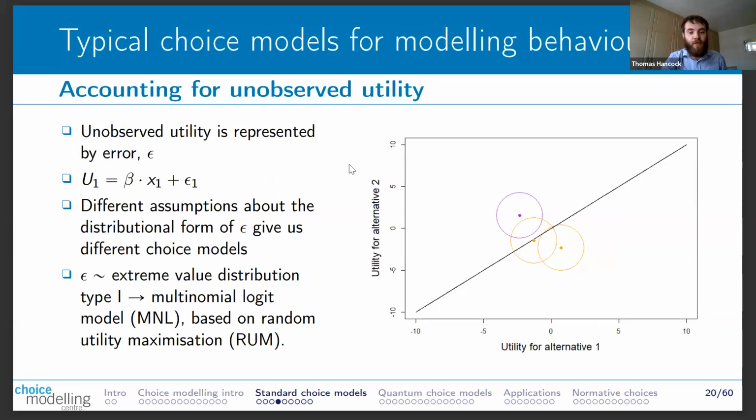So the unobserved utility is represented by this error, and different assumptions about how we define this error will give us different choice models. So for example, the most standard choice model is based on the extreme value distribution type 1 errors, which gives us what we call the multinomial logit model based on random utility maximization. And this is a model that's been used for about 50 years and is still the main choice model for most choice modelers. It's just a real go-to in our field.